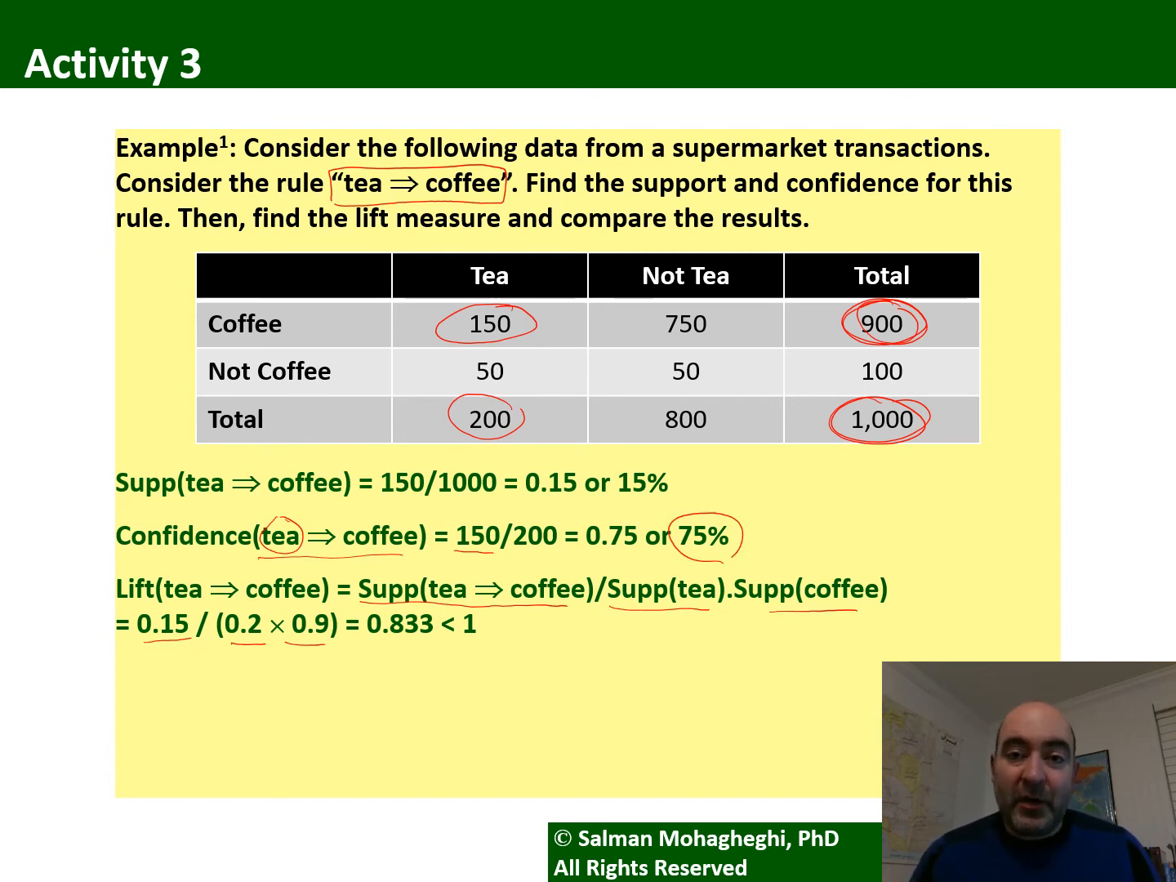What does that mean for us? That means that people who actually buy tea are less likely to buy coffee than in general, because in general, 90% of people will buy coffee. So that means that there is a negative dependence between tea and coffee. If somebody buys tea, less likely to buy coffee, and the other way around. And this is indicated in lift. Lift is less than 1, indicating a negative dependence between X and Y, tea and coffee in this example.